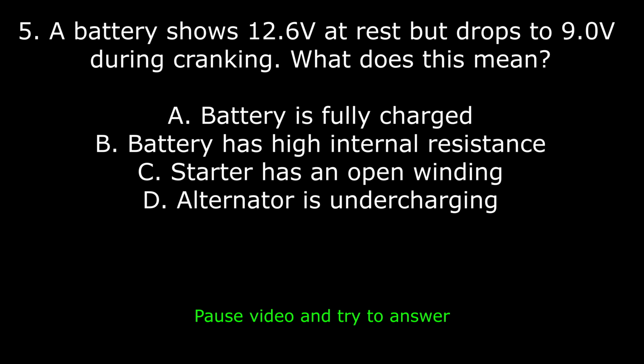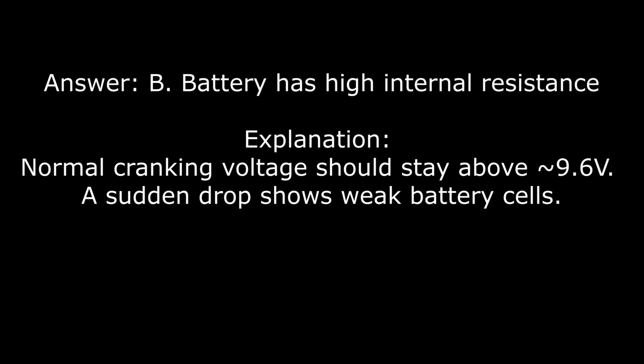5. A battery shows 12.6 volts at rest, but drops to 9.0 volts during cranking. What does this mean? A. Battery is fully charged. B. Battery has high internal resistance. C. Starter has an open winding. D. Alternator is undercharging. Answer: B. Battery has high internal resistance. Explanation: normal cranking voltage should stay above approximately 9.6 volts. A sudden drop shows weak battery cells.